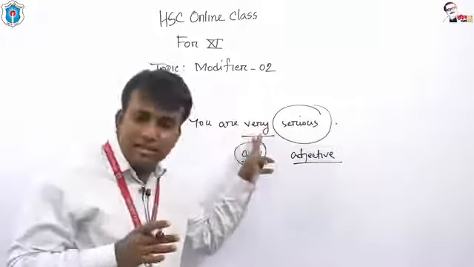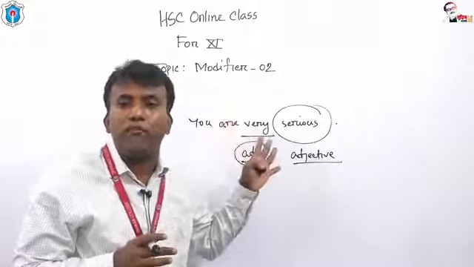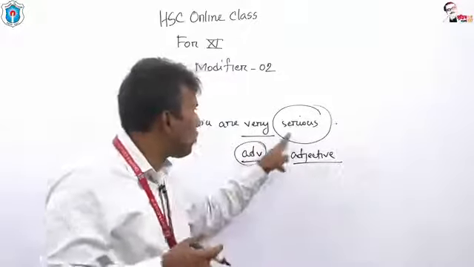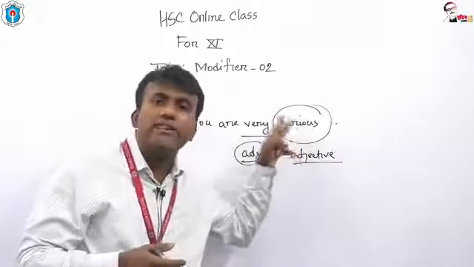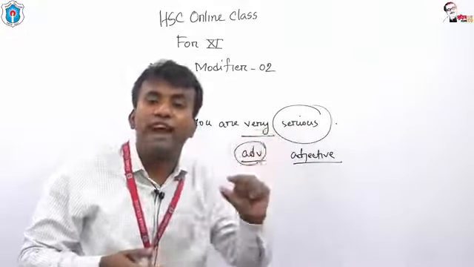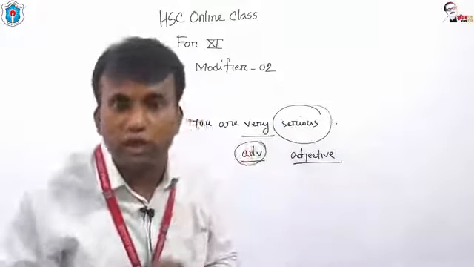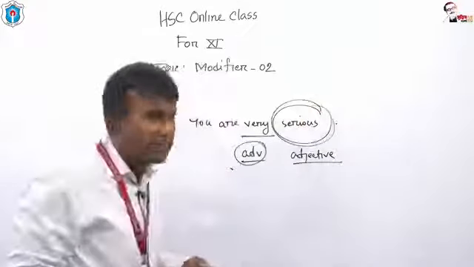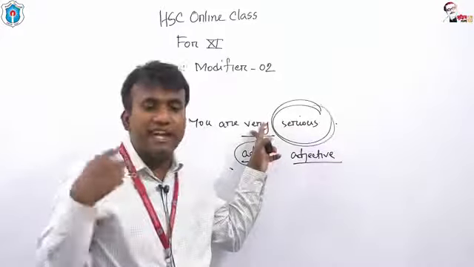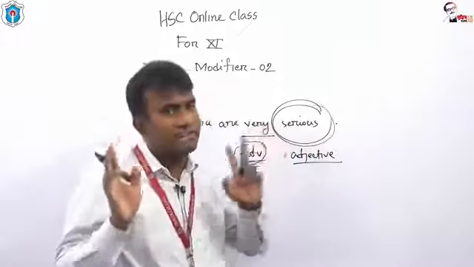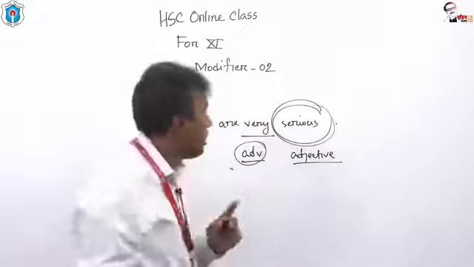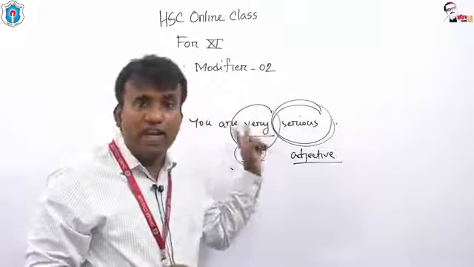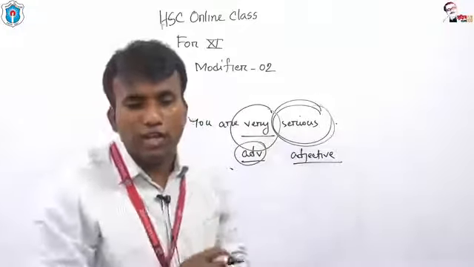And this very is a pre-modifier. Why? Because while it is modifying the word serious, it has taken its position before the modified word. That's why it's a pre-modifier. Okay, but my question is, serious is an adjective, that's why very is an adverb, because very modifies serious. Now we have come to know that very is a pre-modifier. Now let us talk about the question pattern.